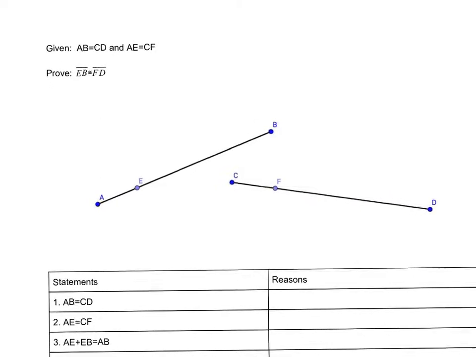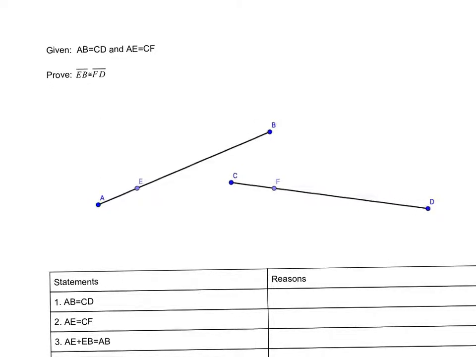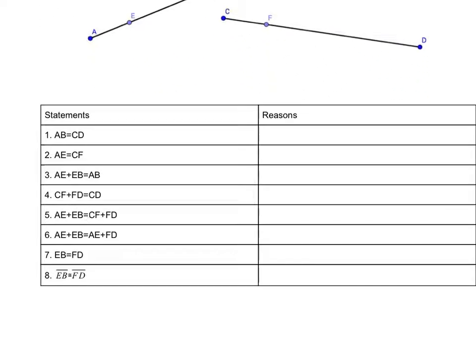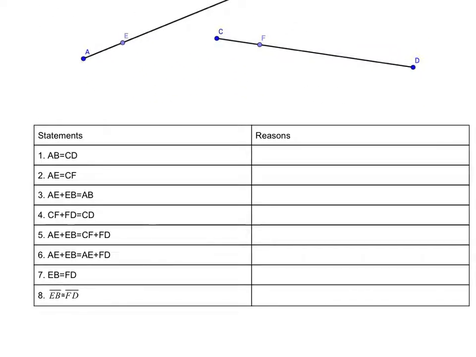So now in our last proof, we have two segments. We're given AB equals CD and that AE equals CF. So our segments are the same length, and then we have two segments on those that are also the same length. And we're trying to prove that EB is congruent to FD. So if we look at our proof, we have all of the statements getting us to our proof, but we need to fill out the reasons.